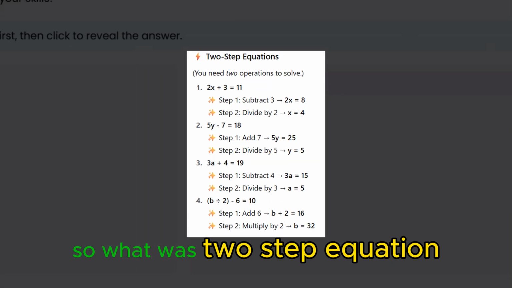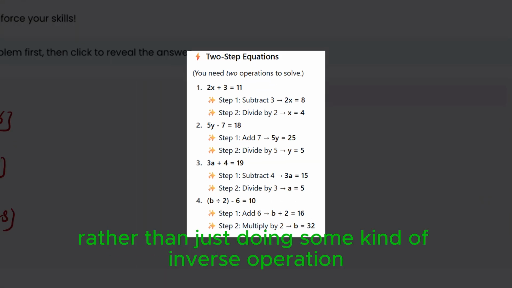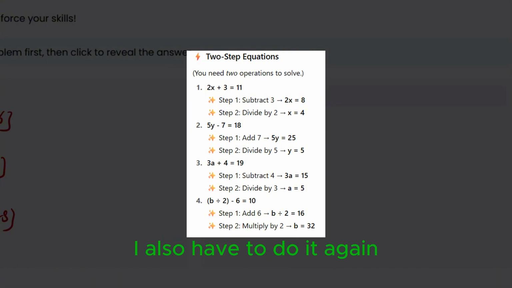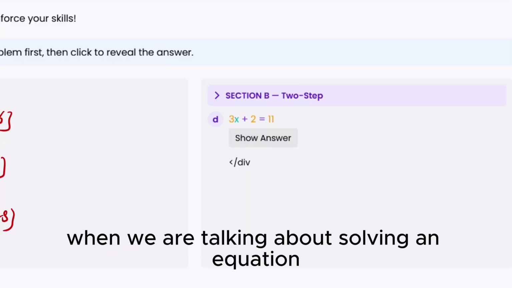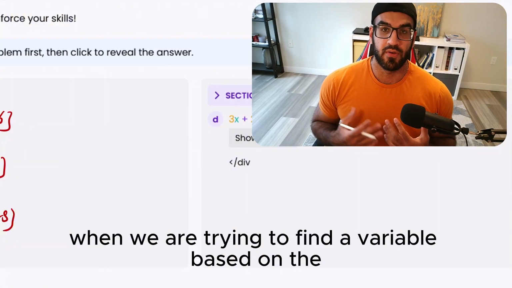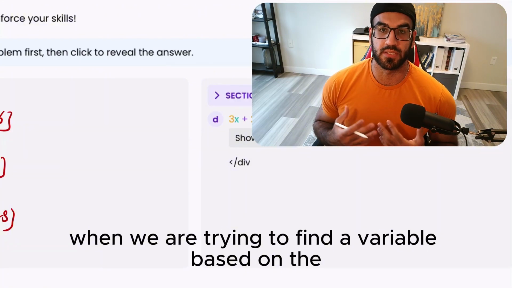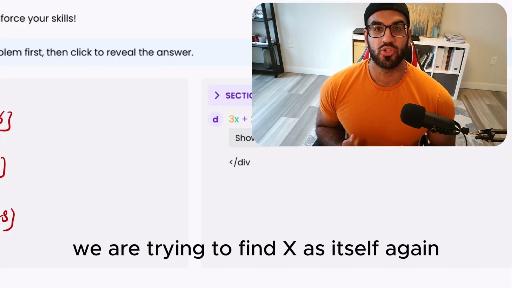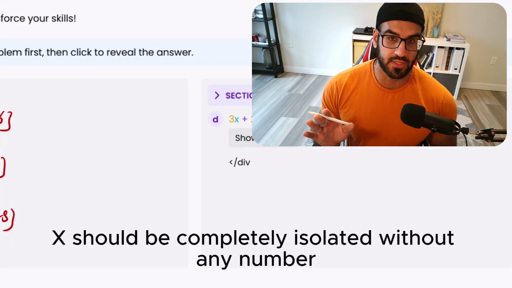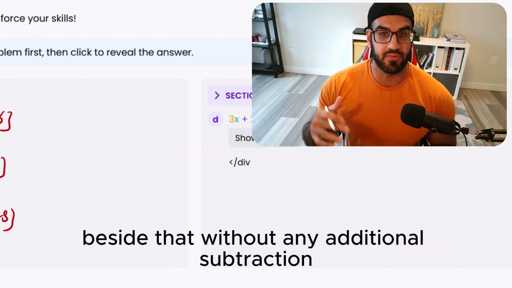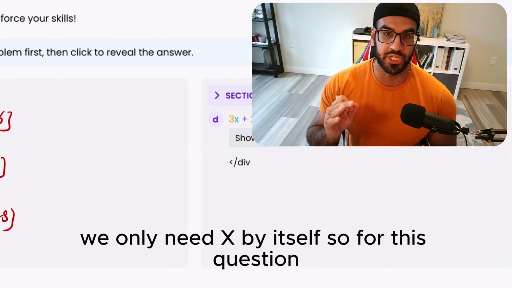So what was a two-step equation? A two-step equation means that rather than just doing one inverse operation, I also have to do it again in order to make sure that my x is going to be isolated. Again, try to remember that when we are talking about solving an equation, when we are trying to find a variable based on something known, we are trying to find x by itself. Again, x should be completely isolated without any number beside it, without any addition and subtraction. We only need x by itself.